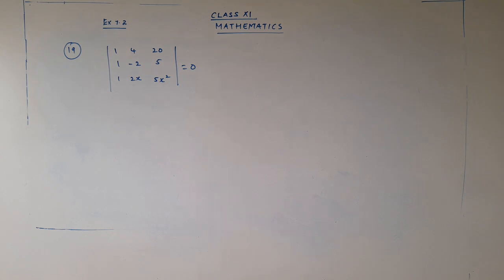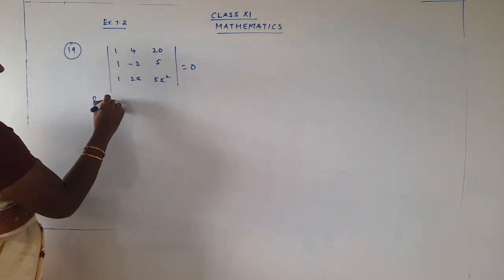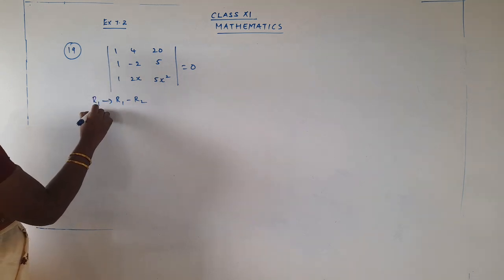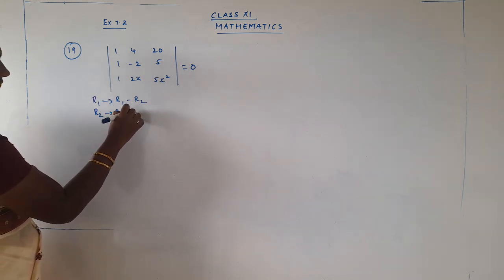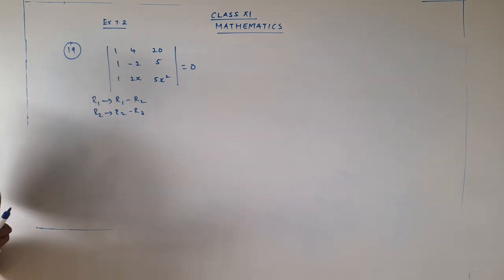Okay, let's see how to start this. So now what we are going to do here, we are just going to make some row conversion. We are going to change R1 as R1 minus R2 and R2 as R2 minus R3. I am not going to do any changes to the third row. Third row is going to be as it is.